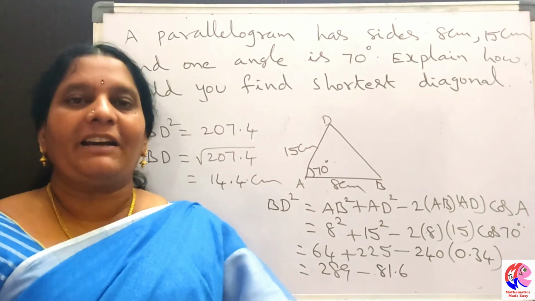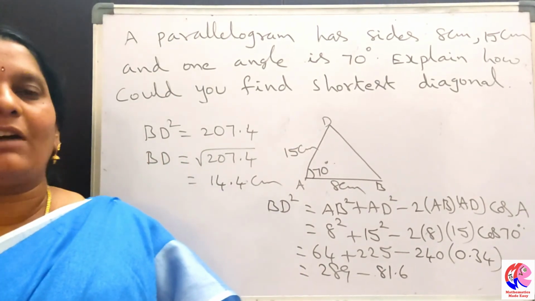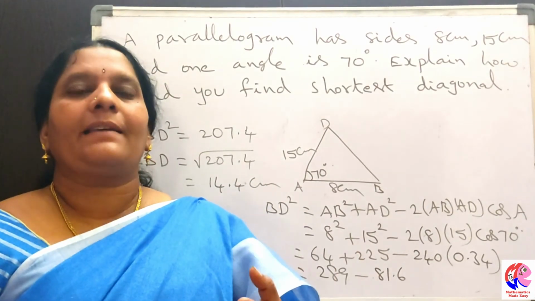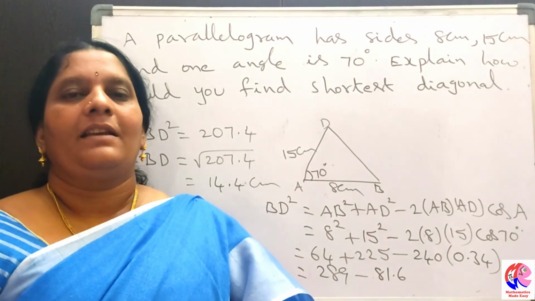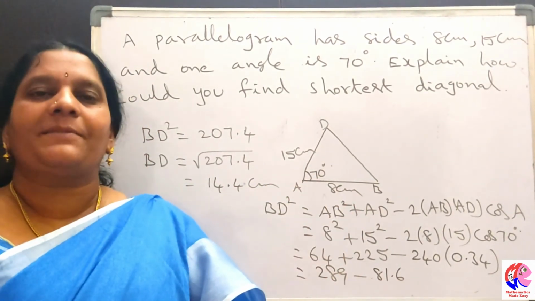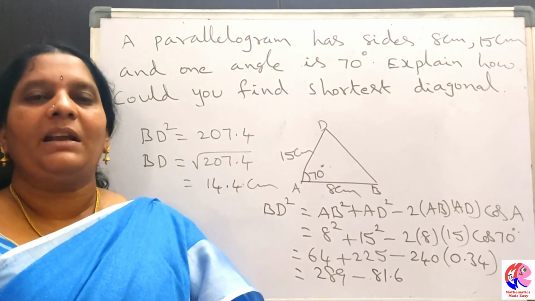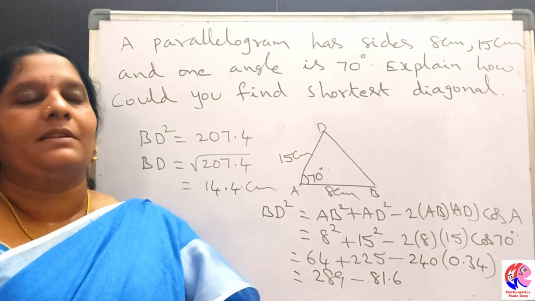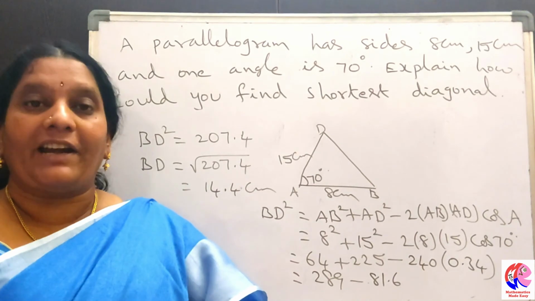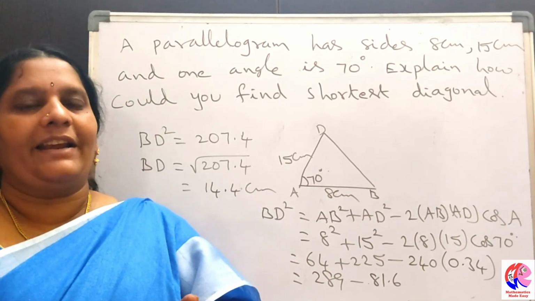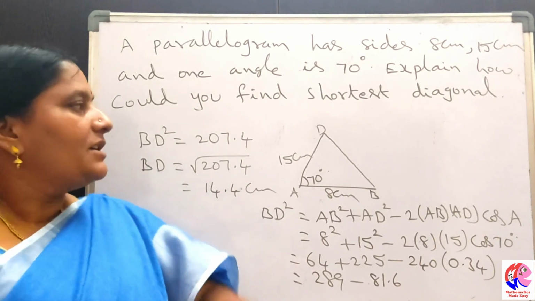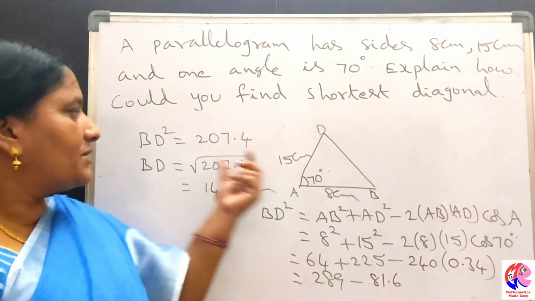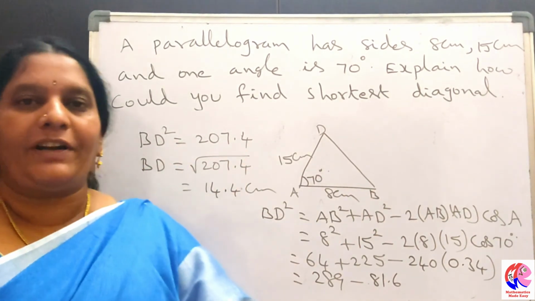We know that in a triangle, if two angles are unequal, the side opposite to the greater angle is longer than the side opposite to the smaller angle. So here 70 degrees and 110 degrees, two different angles we have in the parallelogram. Definitely the side opposite to 70 degrees is shorter than the side opposite to 110 degrees. But according to the question, they asked to find the shortest diagonal. Shortest diagonal is the side opposite to 70 degrees. So in this diagram, the side opposite to 70 degrees is the diagonal BD. So the diagonal BD measure is equal to 14.4 centimeter.